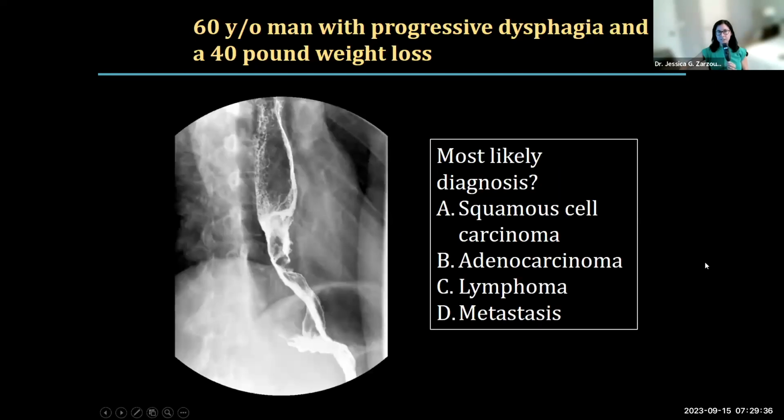This is a 60-year-old man who had progressive dysphagia and weight loss. Here we have this very irregular appearing stricture with shouldered margins, a large ulceration here, lots of mucosal irregularity. And so in the distal esophagus, this malignant stricture is most likely due to adenocarcinoma.